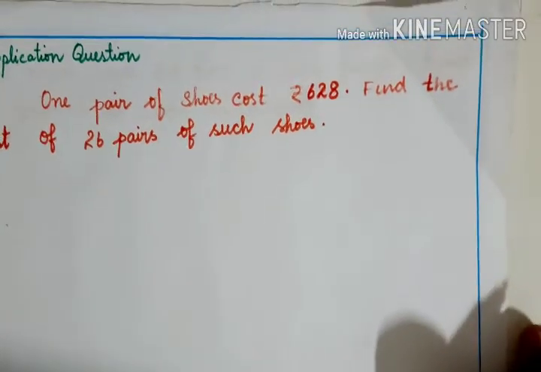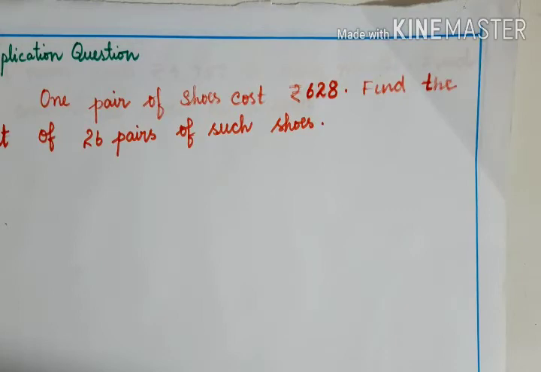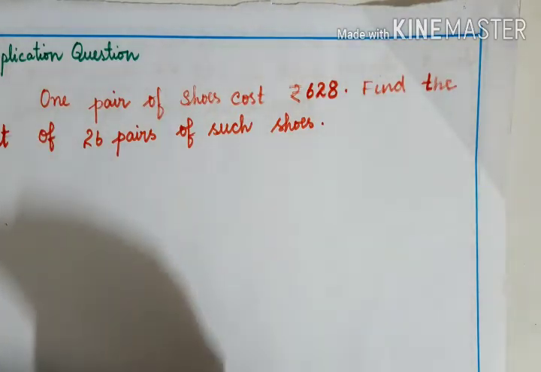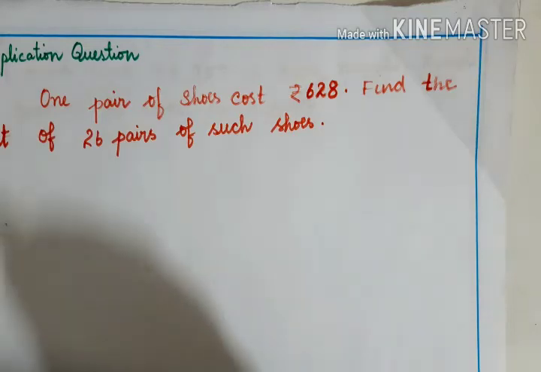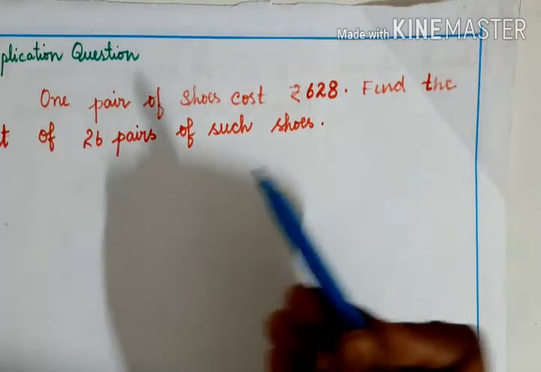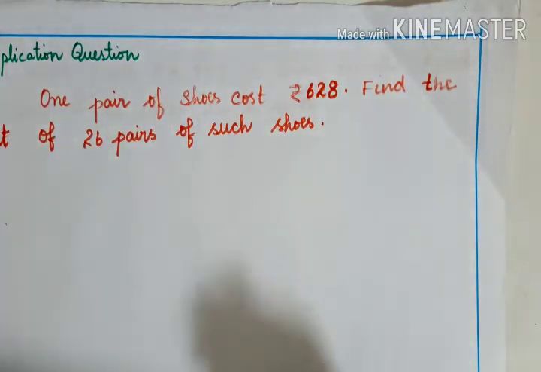Now I am going to show you an application question. Okay. If you know the cost of one pencil and you want to buy 5 pencils, it means that it is a multiplication. So if one thing's rate is given and they ask for many, it means you have to multiply.